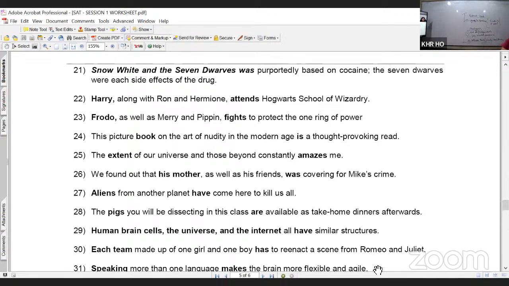Snow White and the Seven Dwarfs. Why was? Why not were? The same example like the Arabian Nights. It is not plural. It's the book. What do you think, Raina? Question number 21. Snow White and the Seven Dwarfs was. It's the title of a movie. So it's one movie. You could replace it with it, so it'd be it was. The movie was. Good. Done? Question number 30. Good.